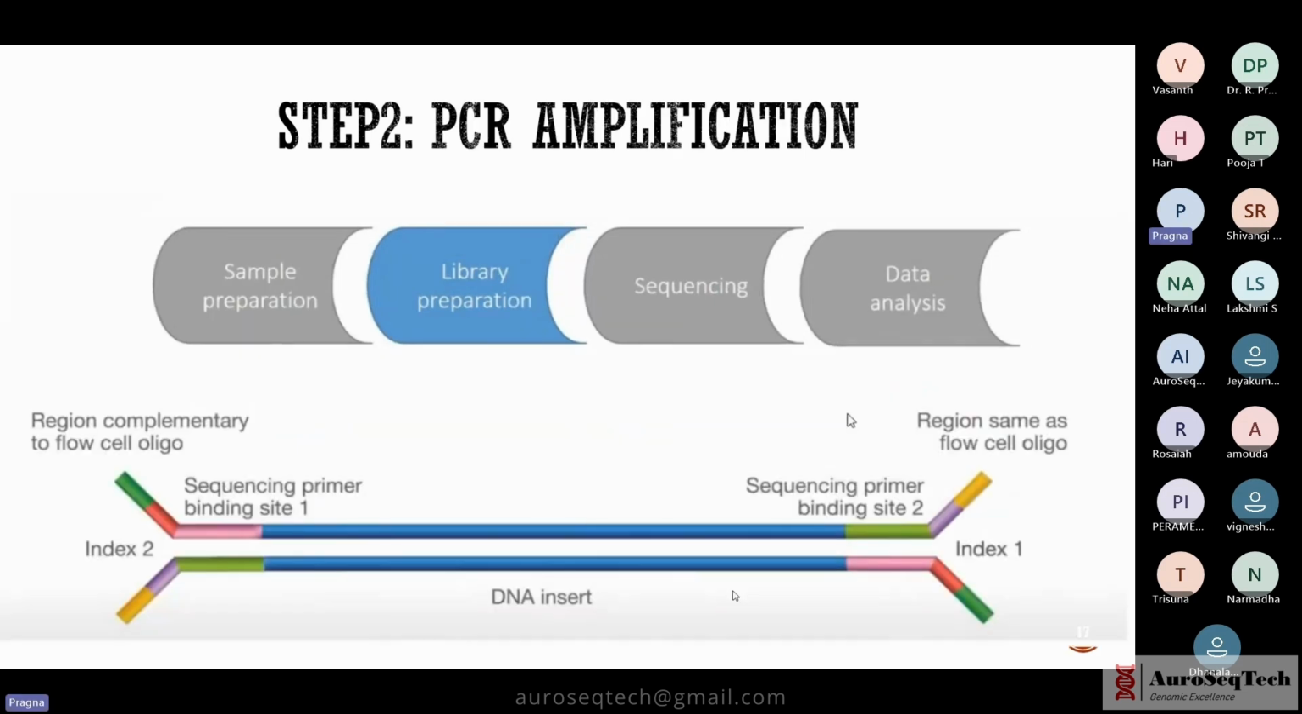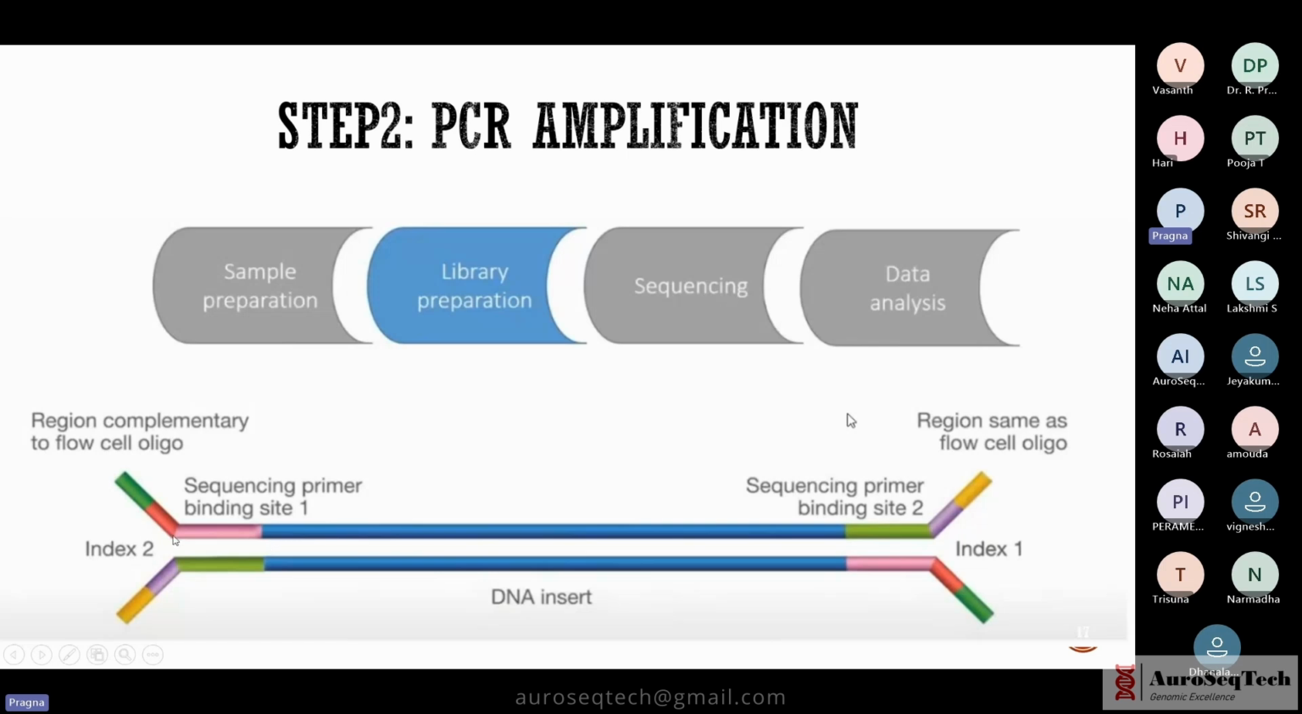Let's have a look at the adapter sequence. This is the DNA insert, as I mentioned earlier, the blue color one. On the left hand side, the green region is the region complementary to the flow cell oligo. I will show you the flow cell in the next slide. Since this is a complementary region, this fragment can go and bind to the flow cell.